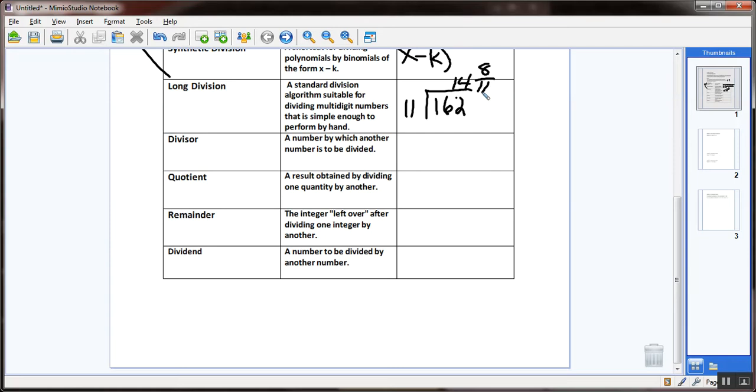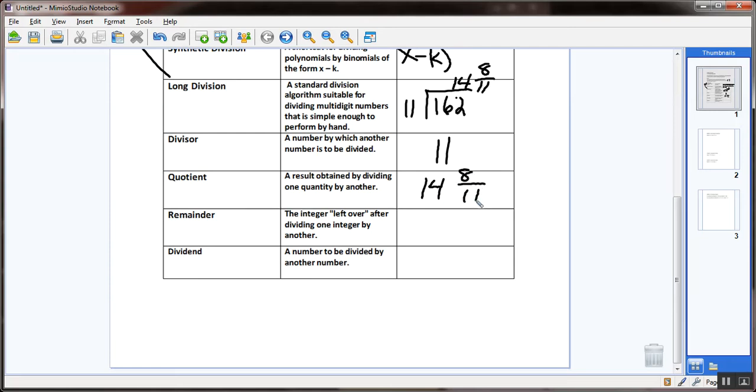11 would have been my divisor. So in the example above, a number by which another number is divided by, 11 would be the divisor. Okay? The quotient, simply put, kids, is the answer. It's the result. So what did we get for a quotient? Or what did we get as an answer when we divided that? 14 and 8/11ths would have been the quotient here.